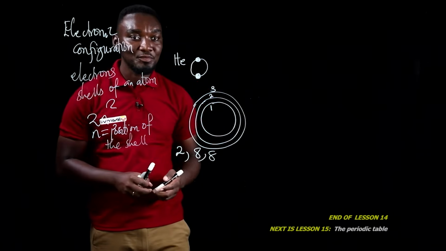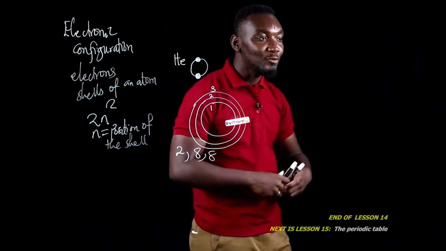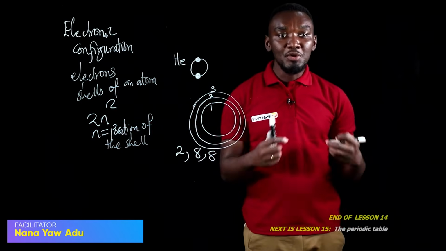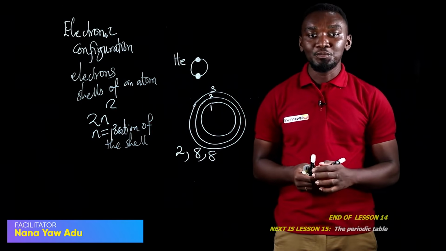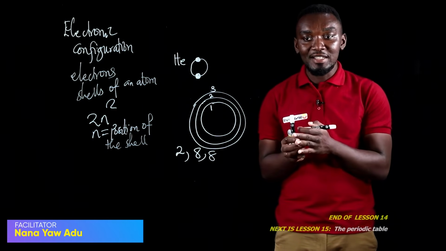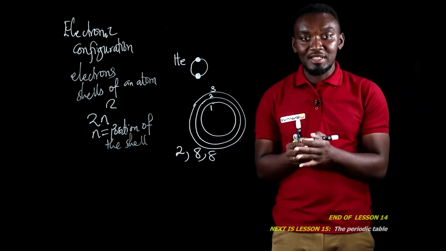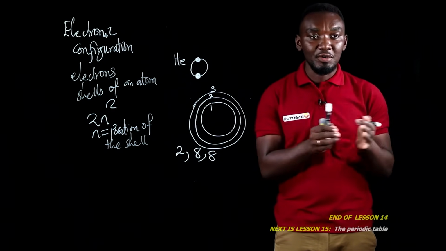In our next lesson, we'll be moving on and looking at the periodic table, and at how the first 20 elements are arranged in the periodic table.